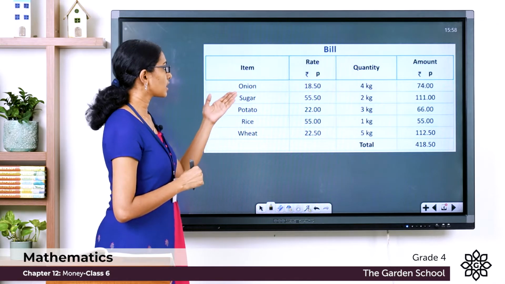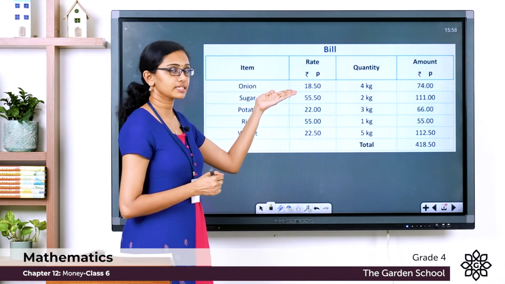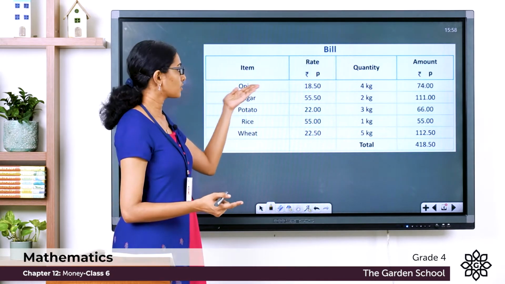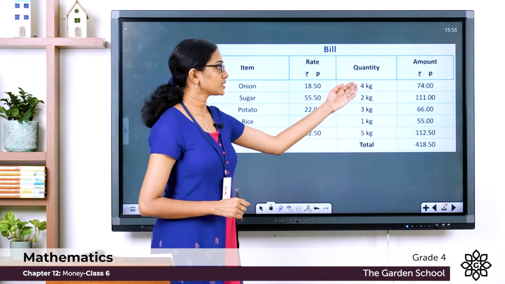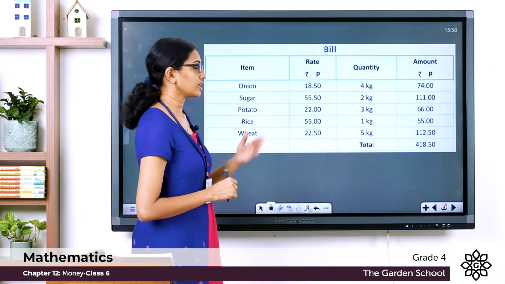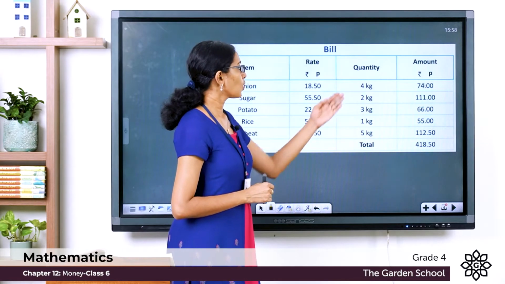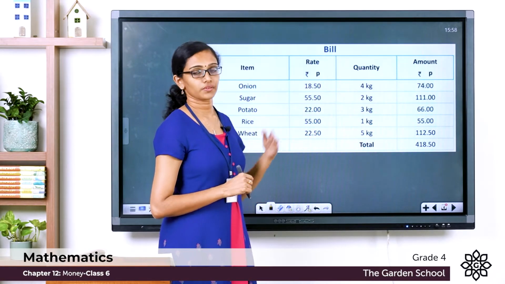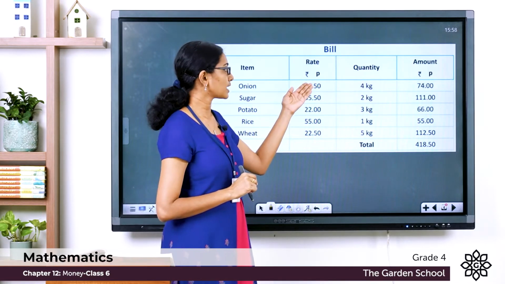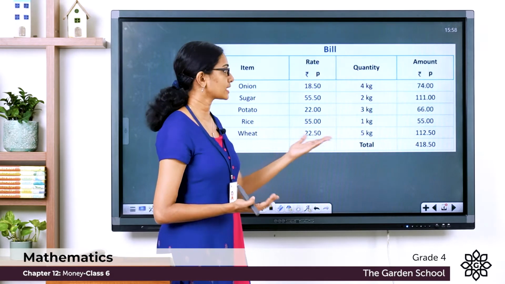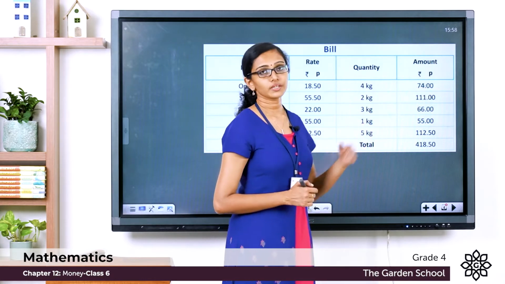So, the first item is onion and the rate per item, or the cost of 1 unit or 1 kilogram of onion here, is 18 rupee 50 paise, and he bought a total of 4 kilogram of onion. Hence the cost of 4 kilogram of onion is equal to 4 into 18 rupee 50 paise. That is the rate per item, the cost of 1 unit of that item, into the number of units that he bought. So, 18 rupee 50 paise into 4 is equal to 74 rupee.